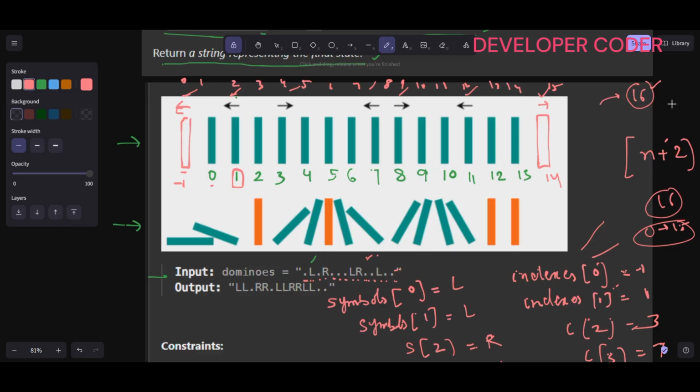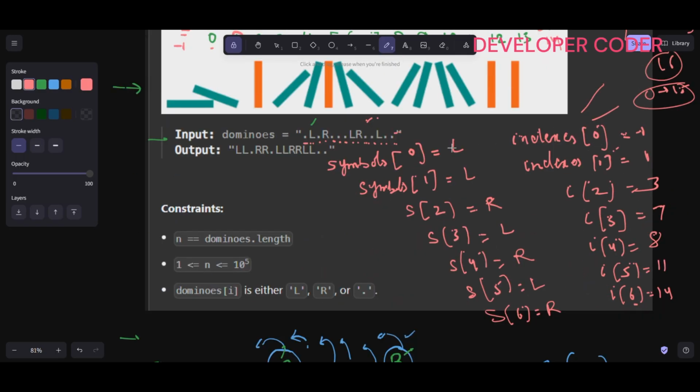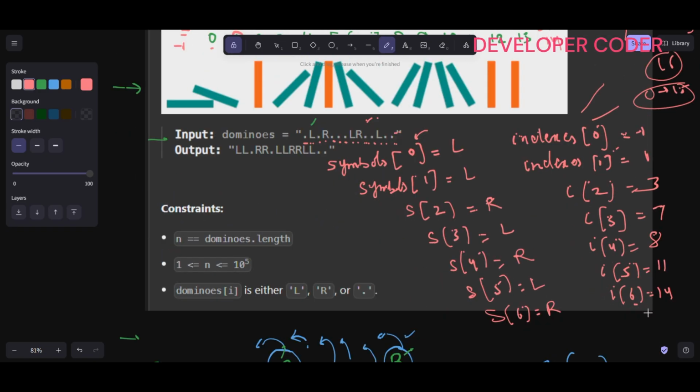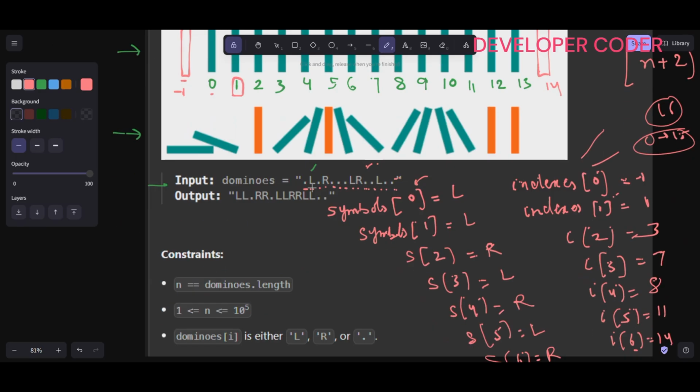So that is why I'm going to create indexes and symbols of length n plus 2, and then I'm going to store like this 0 1 2 3 4 5, which is the number of moving dominoes initially. So this is what I have to prepare first. Once this is done, you have to iterate over all these indexes and symbols one by one. So here, first this L symbol.